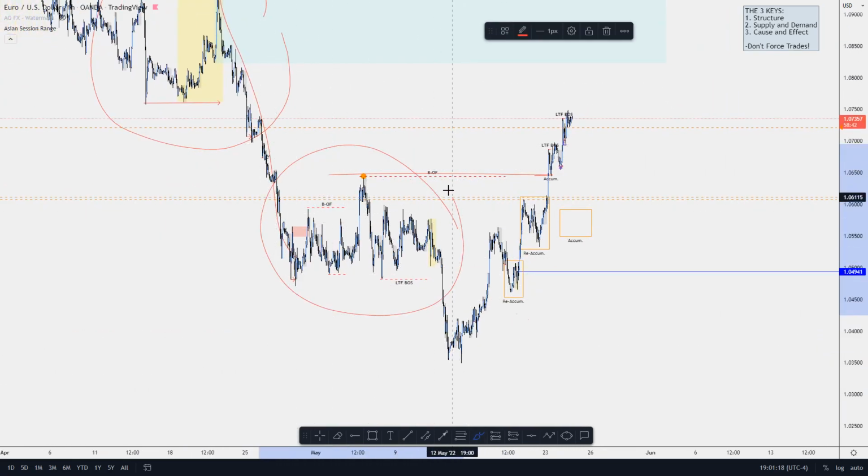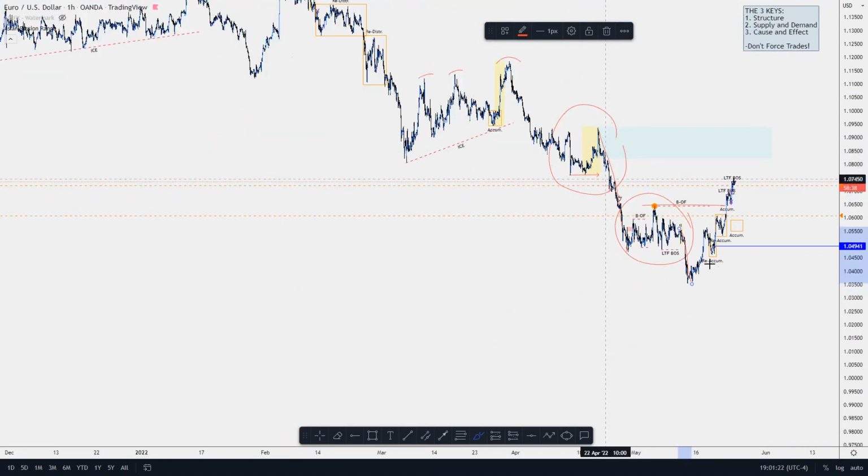This recent supply that was made here is significantly less than these two were. So to be honest, this right here was the weakest out of all of these supply zones. Since this supply zone got invalidated, our next area to sell from is going to be this supply zone.